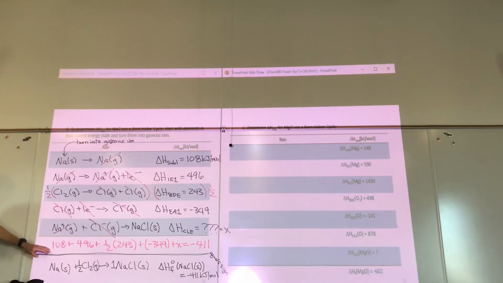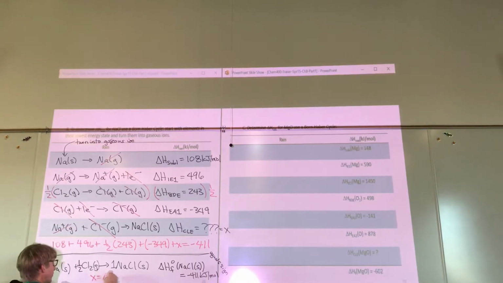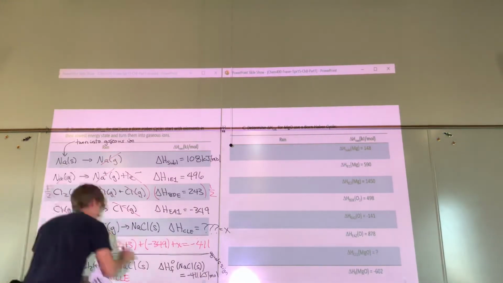When you solve for x, the first thing I will point out to you is that crystal lattice energies are all negative. Because when you take a positive anything and a negative anything and you bring them together, they will lower their energy. That means this is always an exothermic process. Anyway, when you solve for x, that will be the crystal lattice energy, and it is equal to minus 788 kilojoules per mole.